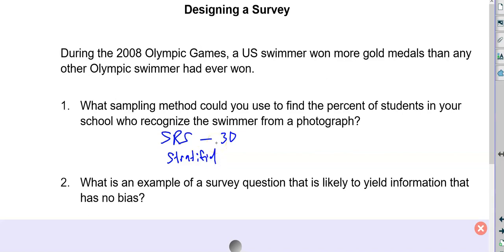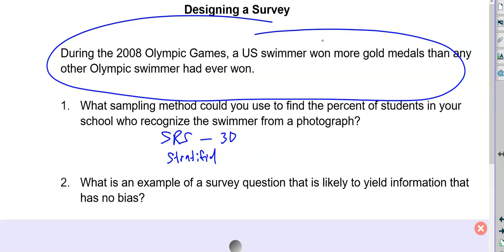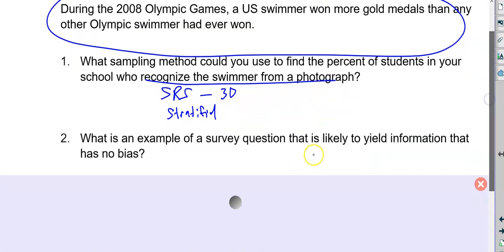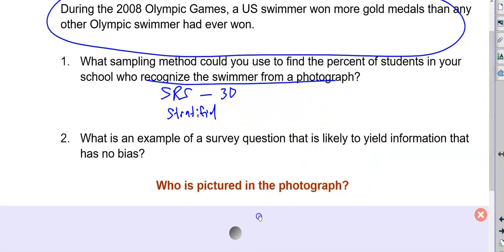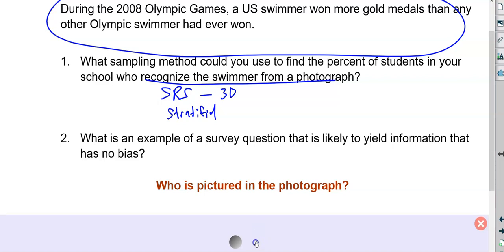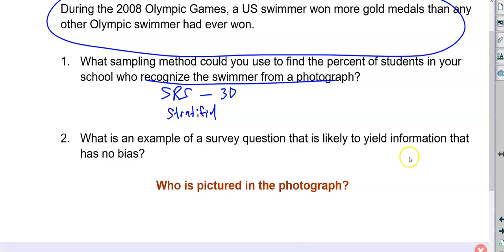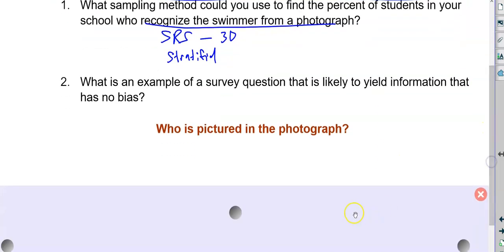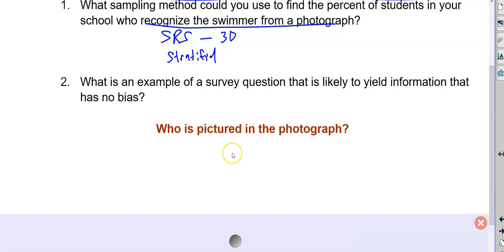What is an example of a survey question that is likely to yield information with no bias? Try to keep it simple. We want to find out, do you recognize the swimmer? So keep it short and to the point. Don't have two issues. Keep the wording neutral. Maybe like, who is pictured in the photograph, or what swimmer is pictured in this photograph, or what Olympic swimmer. It depends how leading you want to be there. Who is pictured in the photograph would be a nice way of saying it, actually. And that is the lesson for today.